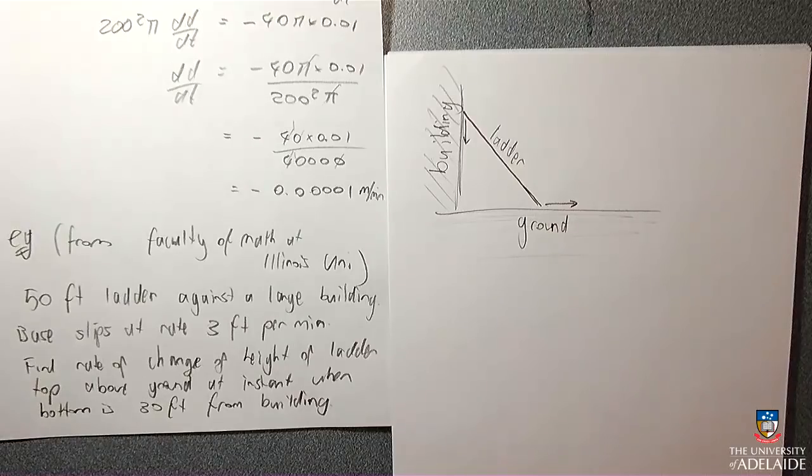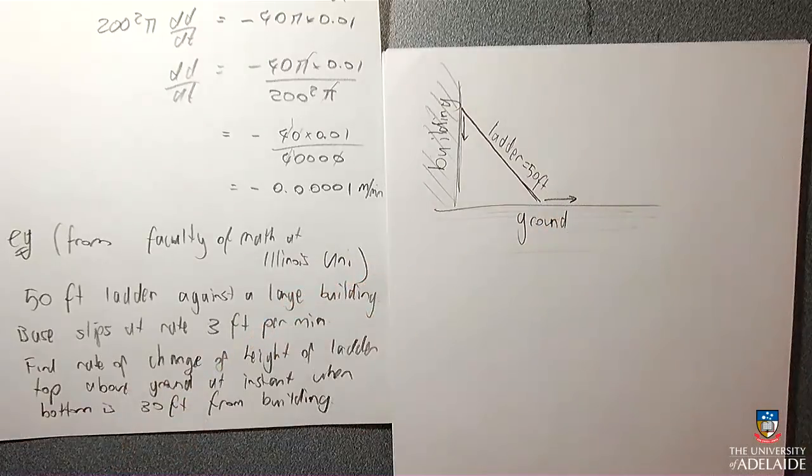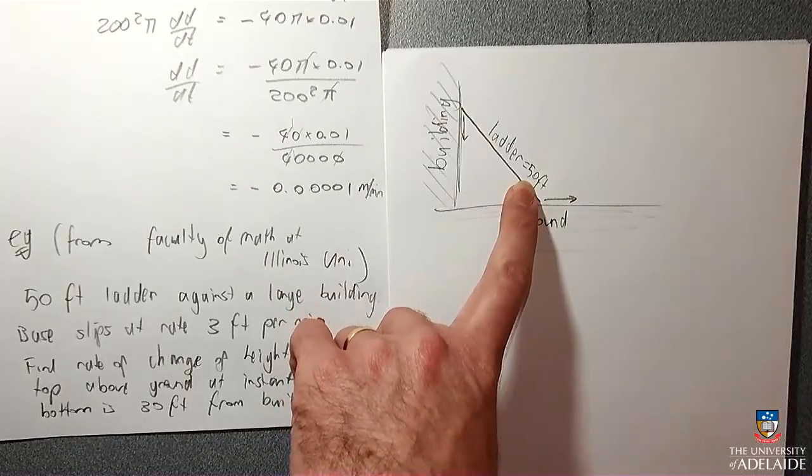And the ladder is 50 feet long, which is about 16-ish meters. Yeah, that's right. Okay. And cool. So it seems to me that the one thing here that isn't changing is how long the ladder is. That doesn't change.